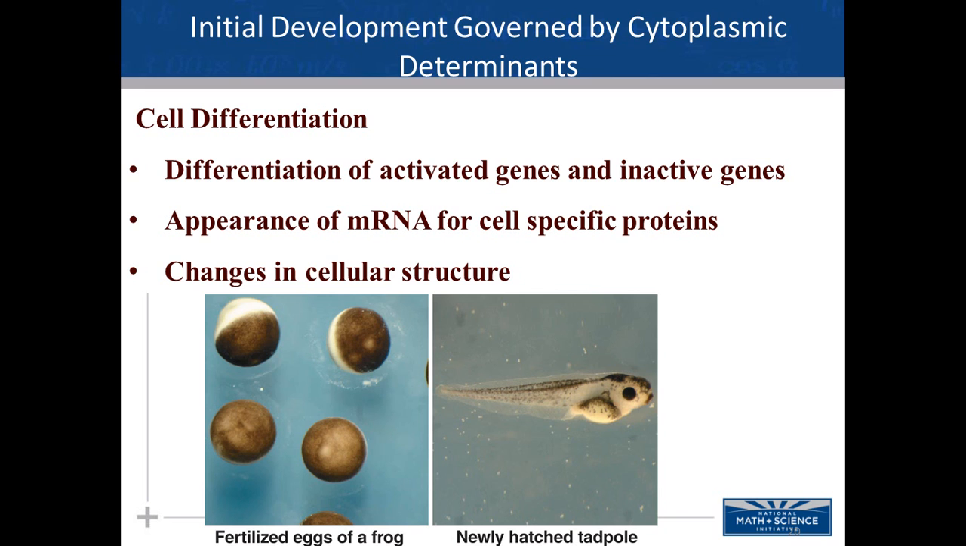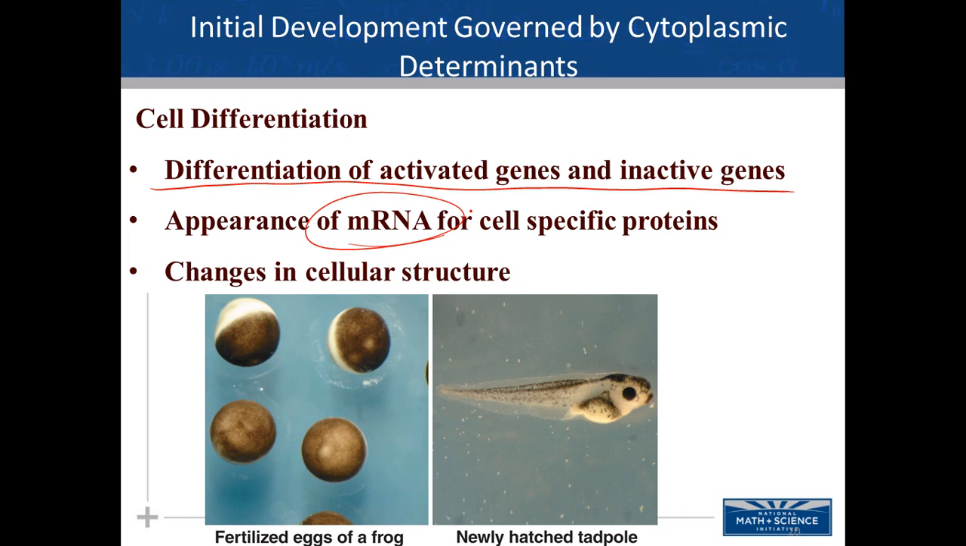So let's talk about cell differentiation. What happens to cell differentiation after determination, or how that all works. We know that in order for a cell to become differentiated, there has to be a differentiation of genes. Some genes are going to be activated, other genes will be inactivated. That involves, of course, differential transcription, if you will.